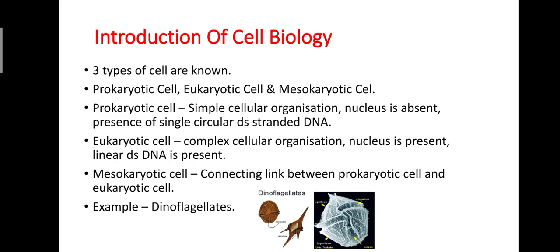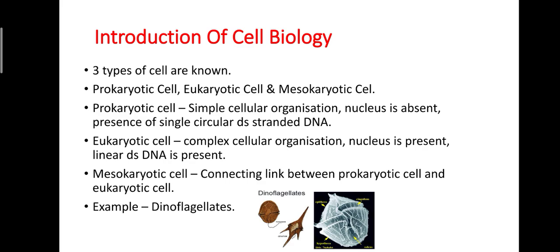So, what characteristics of prokaryotic cell are present in the mesokaryotic type of cell? They are: circular double-stranded DNA is present. And what eukaryotic cell characters are present? Presence of nucleus. That's why this mesokaryotic cell is called the connecting link between the prokaryotic cell and eukaryotic cell.